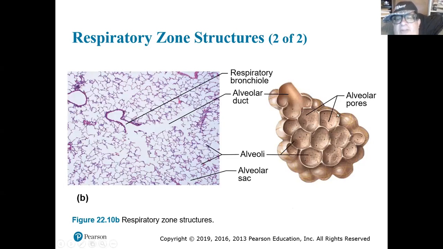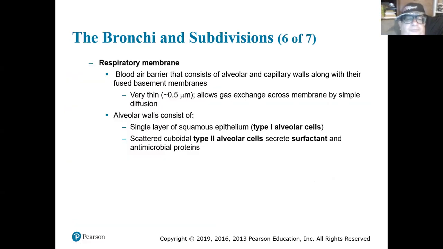And inside, I hadn't mentioned this yet, inside of the alveoli, you have alveolar pores. They're going to release surfactant that is going to make it easier to inflate the lung, make it less likely for the sides of the alveoli to stick together. All right. The respiratory membrane, that is what the alveoli are made out of. There's a blood barrier that consists of alveolar and capillary walls along with their fused basement membrane. The whole thing is very thin. It's like half a micrometer across. Allows gas exchange. Hold on.